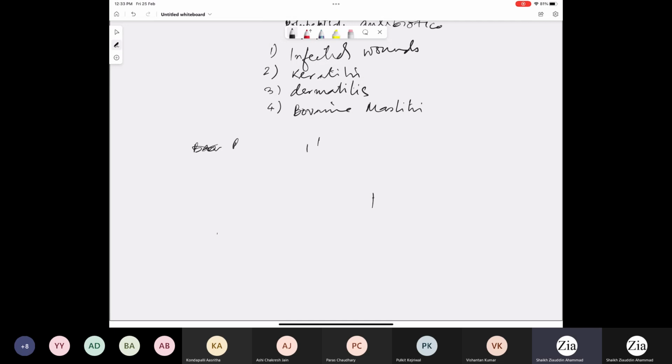Bacillus subtilis is one of the common organisms to produce bacitracin, but the yield of bacitracin produced through Bacillus subtilis is not very high. Also, when you talk about the active ingredients, because we mentioned polypeptide antibiotics, here you'll get a mixture of different polypeptides.